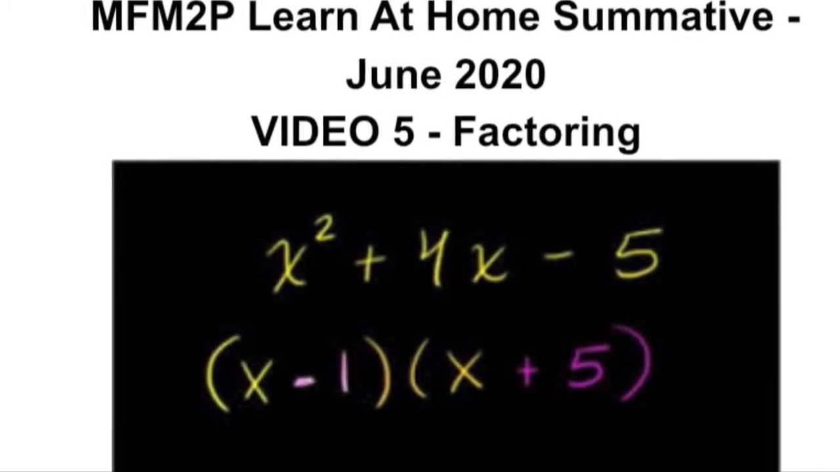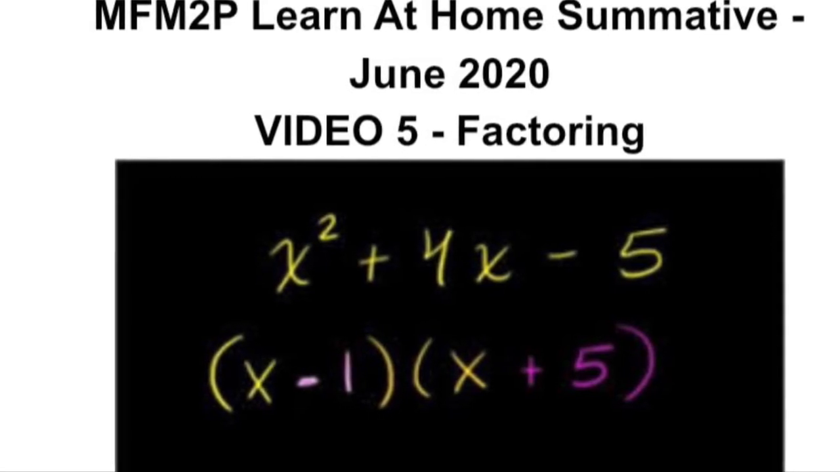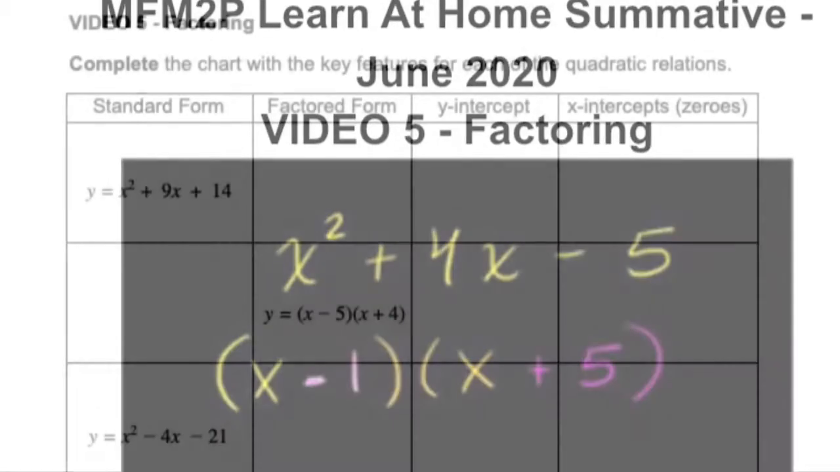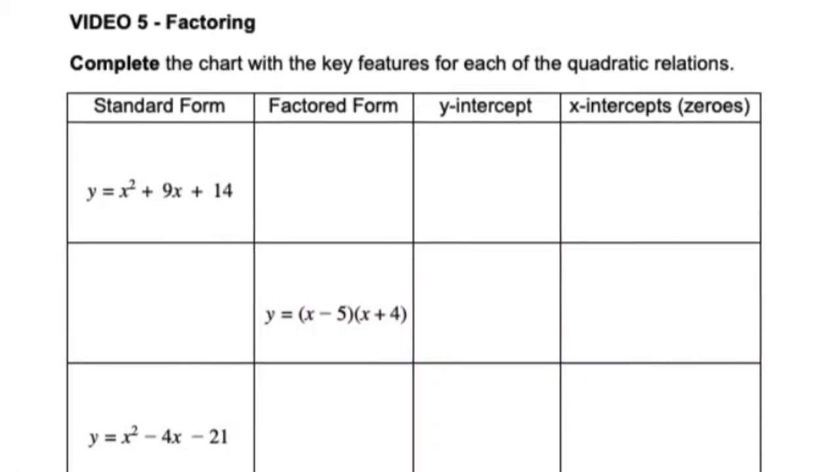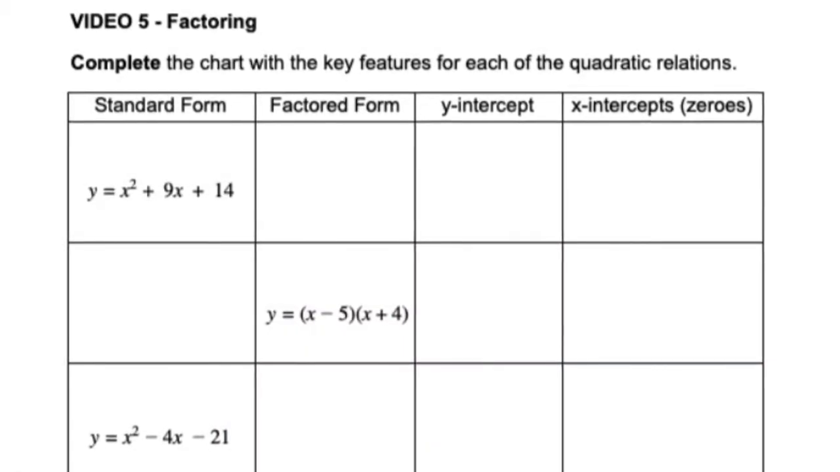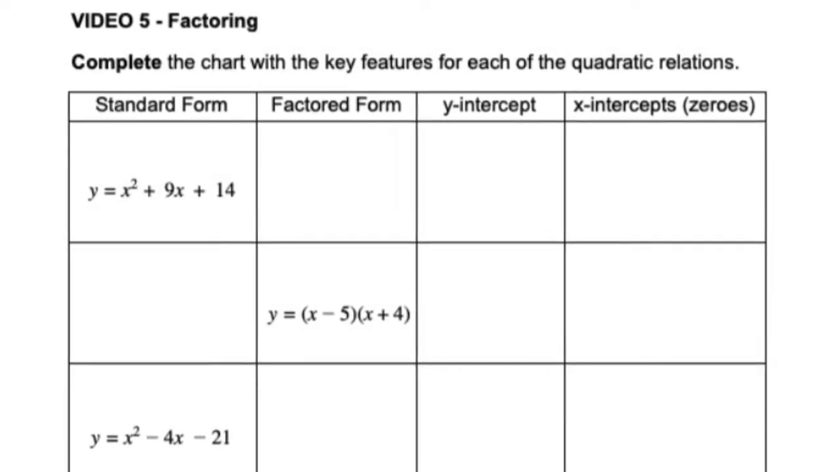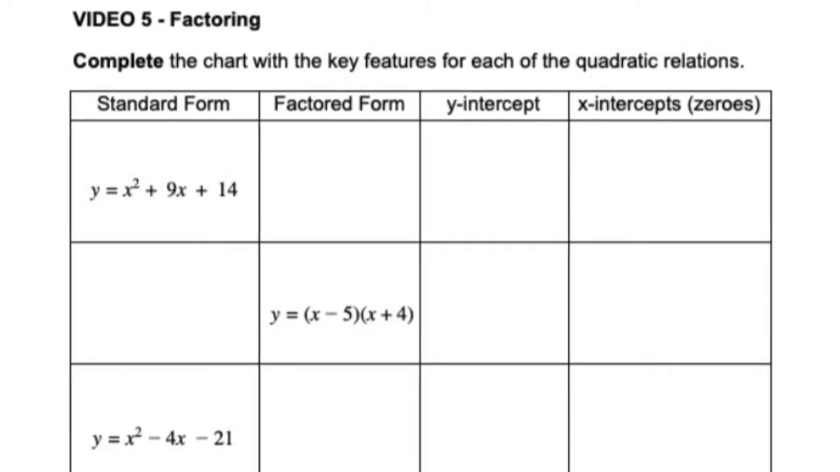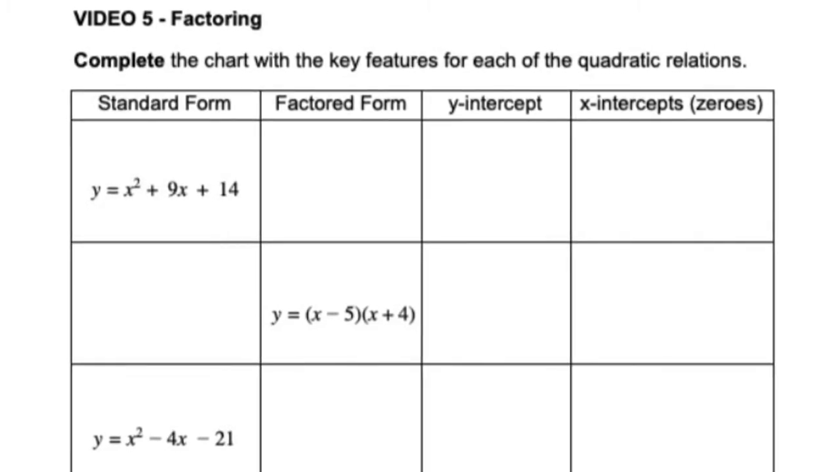So our video today is about factoring, and factoring means taking an equation that's in standard form and changing it to factored form. So you need to look for two things today in order to do this part of the summative. You need to look for page 5 where it says video 5, and you need to complete that chart, and we'll talk about that chart in this video.